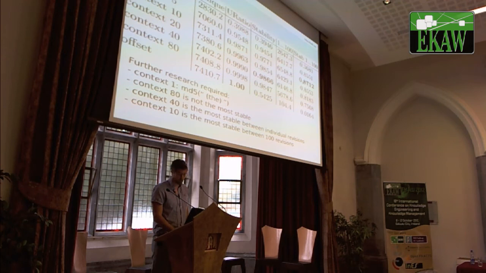And also, if you measure the stability from the first to the 100th revision of the Wikipedia article, then context length 10 had the most stable URIs with 78%, which means if you annotate a Wikipedia article and you use a context length of 10, then after 100 revisions, 78% of the annotations can still be found, retrieved, and stay valid.